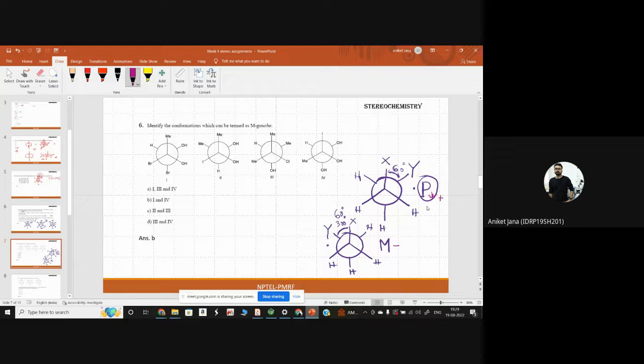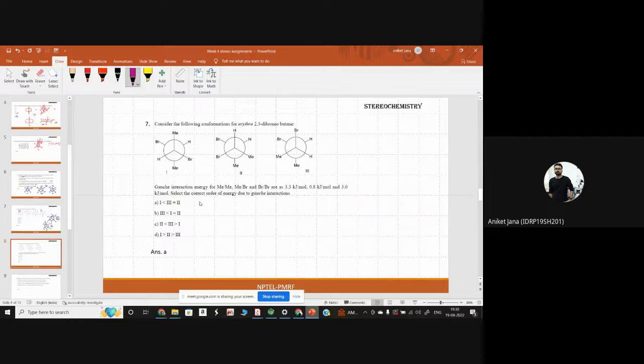Okay. So in case of this option, this is the methyl group and this is hydrogen. This is also 60°, but in the negative direction. So this is M gauge. And in case of option 4, iodine and the hydrogen, this is also the same rotation. This is also the M gauge. So the correct option is option B.